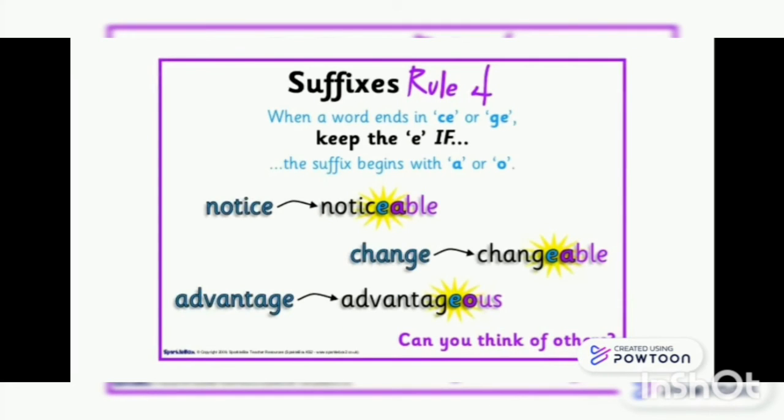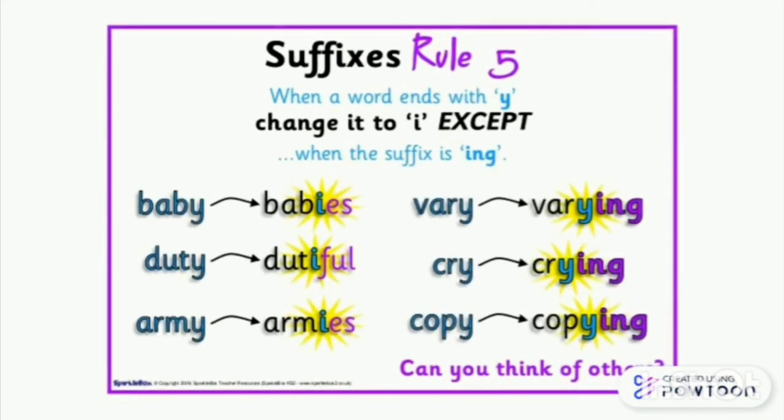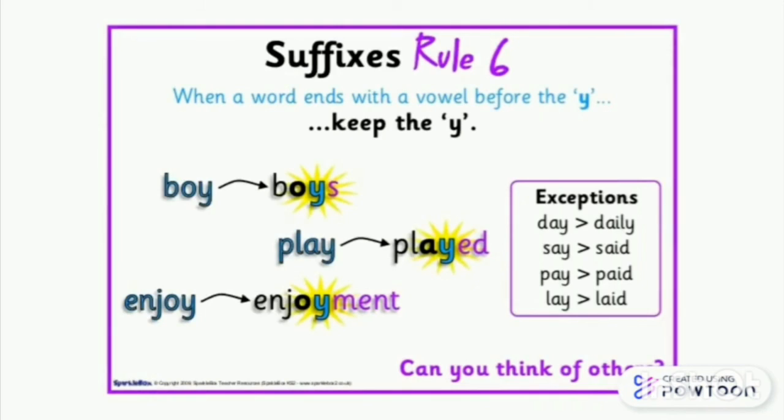Rule number 4. When a word ends in CE or GE, keep the E if the suffix begins with A or O. Notice, noticeable, change, changeable. Rule number 5. When a word ends with Y, change it to I, except when the suffix is ing. Baby, babies, duty, dutiful, cry, crying. Rule number 6. When a word ends with a vowel before the Y, keep the Y. Boy, boys, play, played, enjoy, enjoyment. Exceptions also it has. Day, daily, say, said.